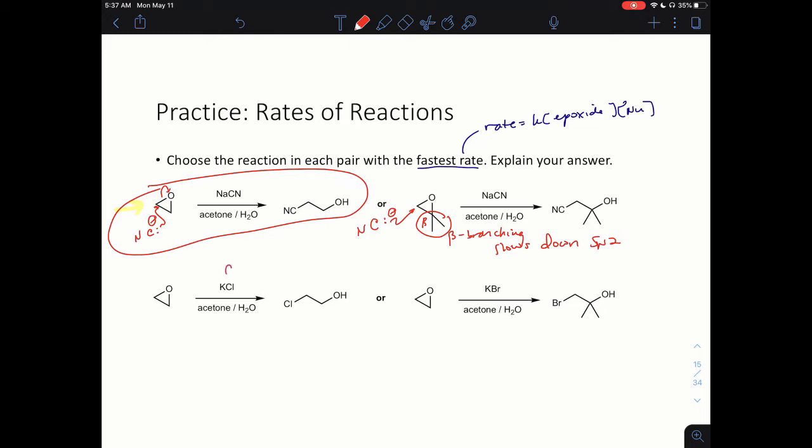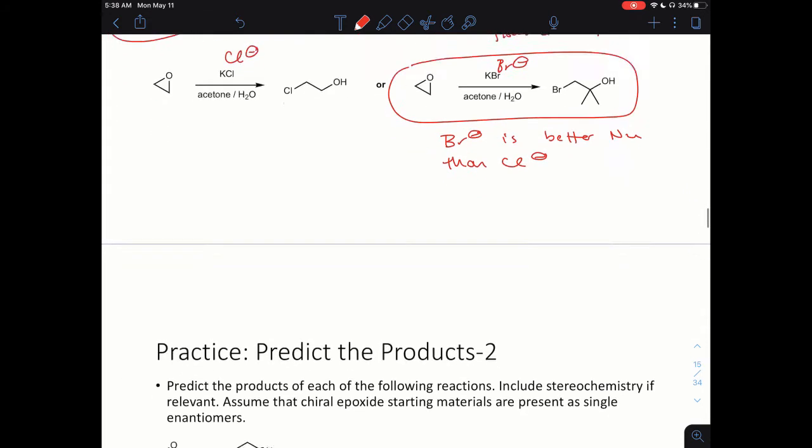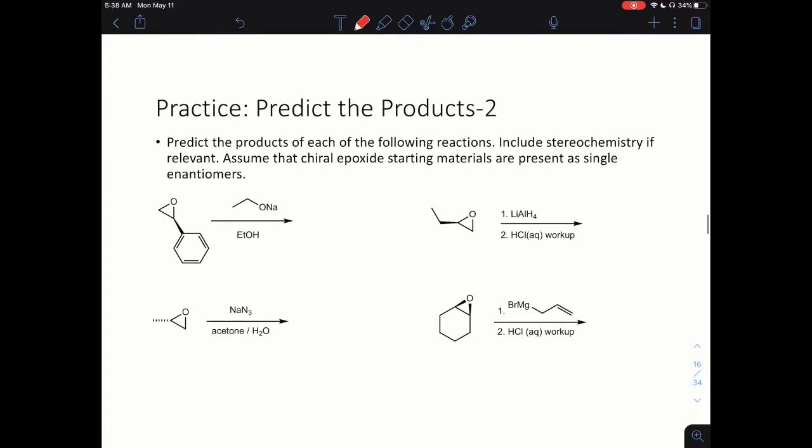Next reaction, we have chloride versus bromide. So in the first example, we observe the epoxide sterics affecting the rate, steric profile. In the second reaction, we'll observe nucleophile strength affecting the rate. So bromide is a better nucleophile than chloride, and so the second reaction will be faster. All right, let's keep going.